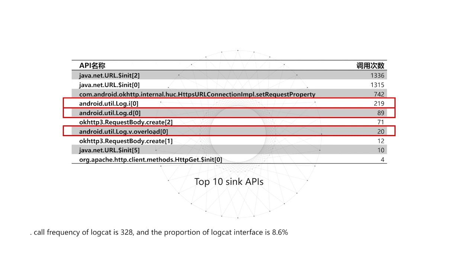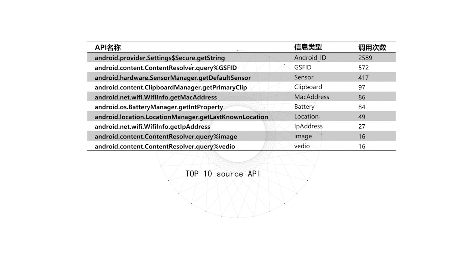Besides, we count the frequency of source APIs and sink APIs called in these privacy leakage risks. That's the result of them. That's sink API and that's source API.